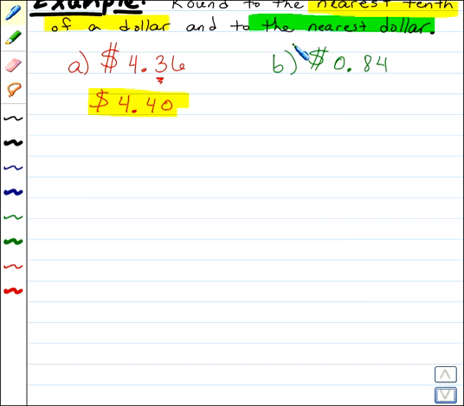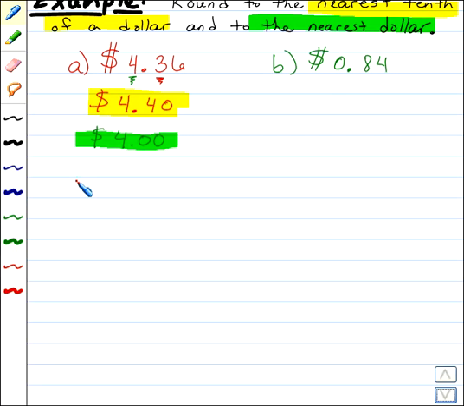The nearest dollar says I want to round to this place right here. So I look right to the right of the 4 and I see a 3. 3 is less than 5, so I round down. And I get $4. Notice how different these numbers can be if I'm rounding to different places. A store would never accept that kind of difference in rounding. That's why stores have exact prices. Okay, now that we've answered both parts of the question, let's move on to B.